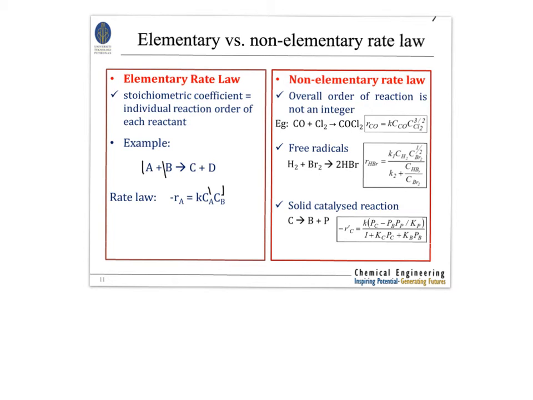And a non-elementary rate law can be in homogeneous reaction or heterogeneous reaction. For example, it involves a reaction where the overall reaction order is not an integer, and it can also involve free radicals, and also involve reaction in a solid catalyst process.